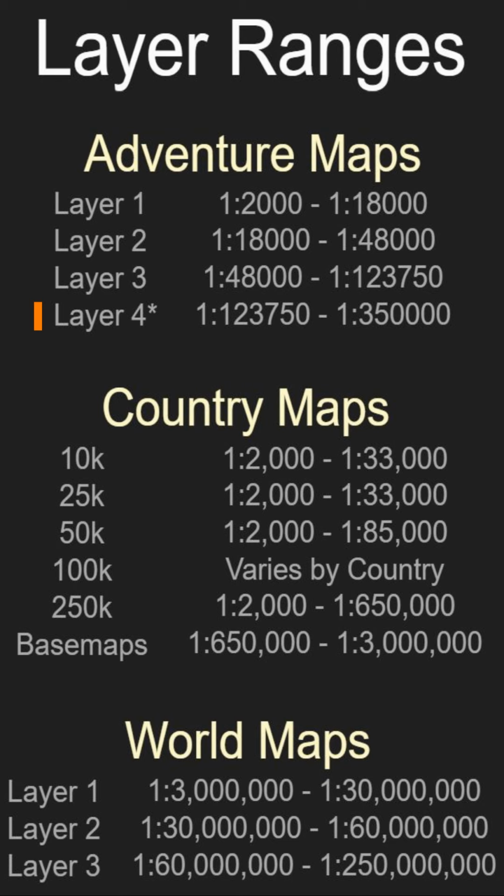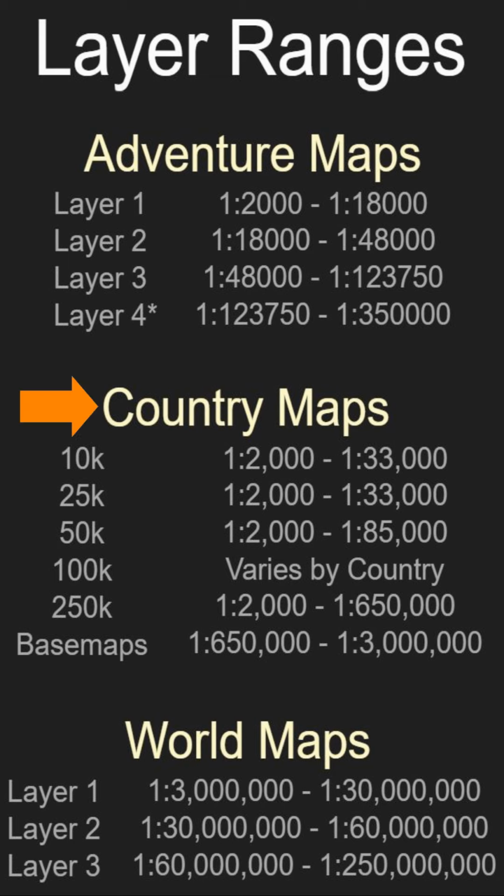123,750. Some adventure packs contain a fourth layer. If available, this will be visible up to 1 to 350,000. It is important to remember that adventure maps do not overlap, so the map toggle button will not switch between different layers. Only the zoom level controls which layer will be displayed.